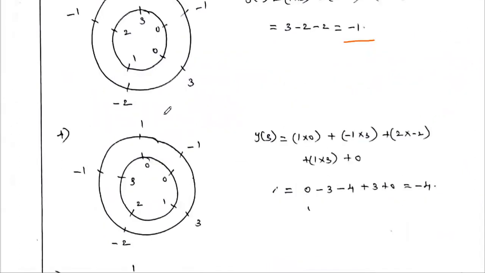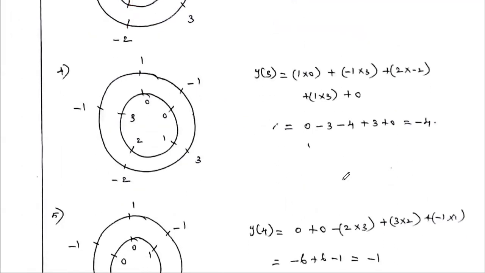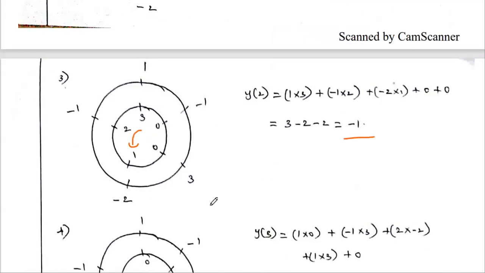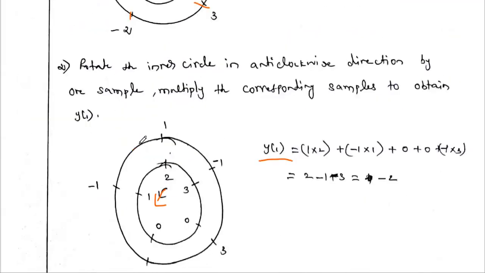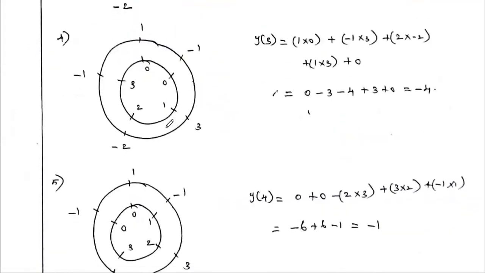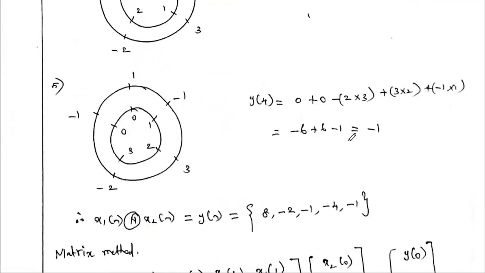Similarly, we have to perform it for the fourth step. For the fourth step, again you just rotate this inner circle by 1 position, and you just find the answer. Similarly, the fifth step. So how many steps do we have to do? That is 5. If the given input sequence consists of 5 samples, it means 4 shifts we have to do, so totally 5 steps and 5 answers. This is the first answer, this is the second, third, fourth, and fifth. The fifth answer we got is y of 4 equal to minus 1.